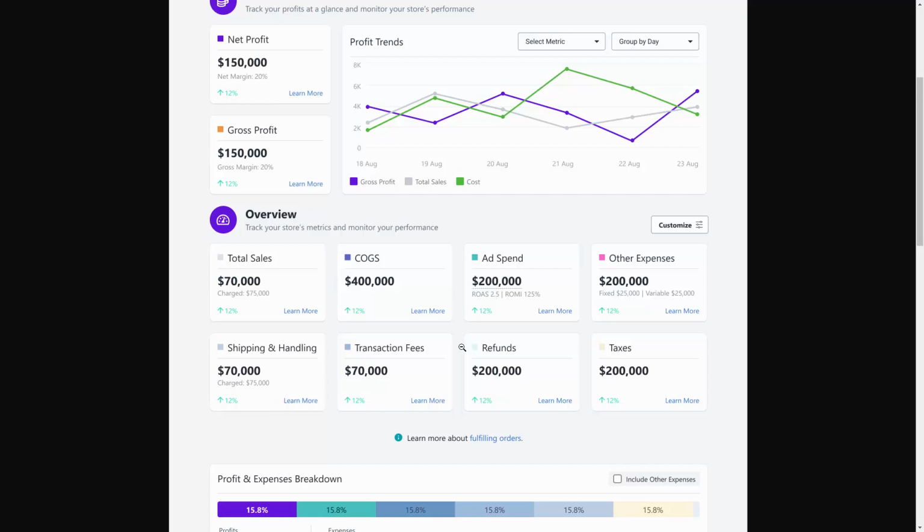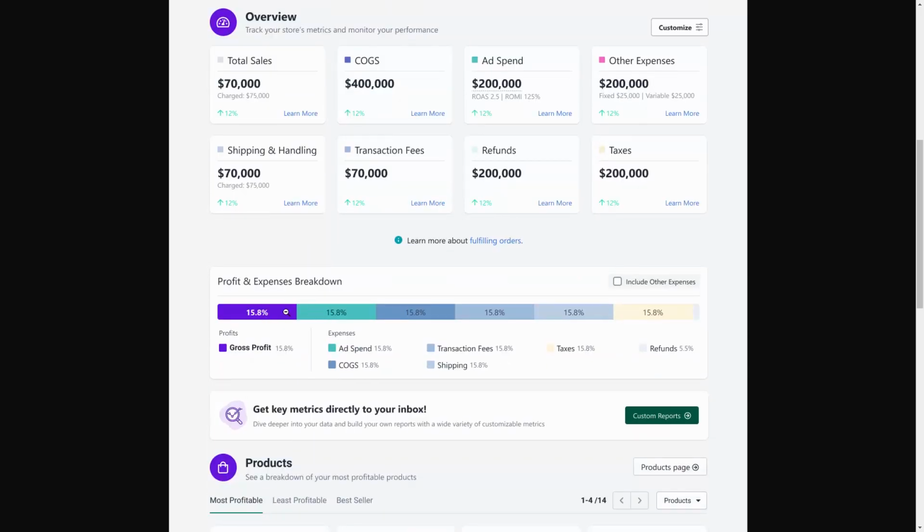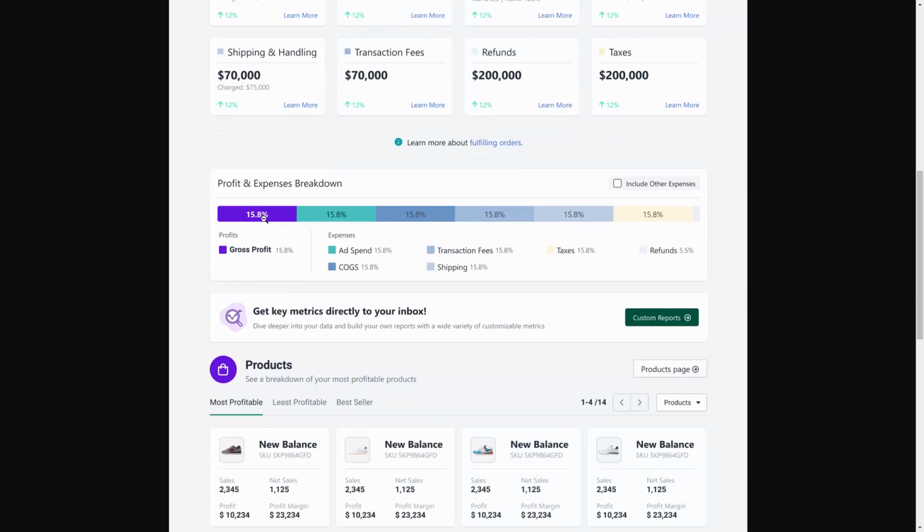So net profit, gross profit, total sales, cost of goods sold, COGS, right? How much did the products that you're selling cost? How much are you spending on ad spend? What's your return on ad spend? Other expenses, shipping, transaction fees. Again, all this stuff is configured and pulled in, refunds pulled in from your e-commerce platform, even taxes. So we have a complete breakdown, and they do a great job visually of showing your breakdown of, in this case, about 16% gross profit.